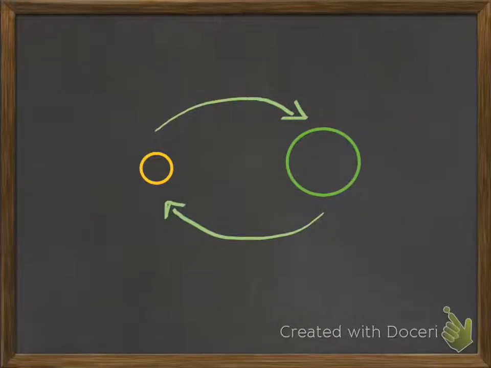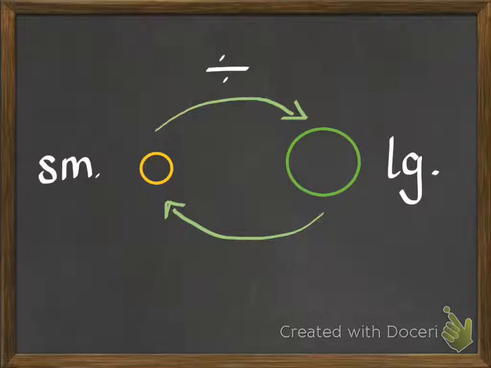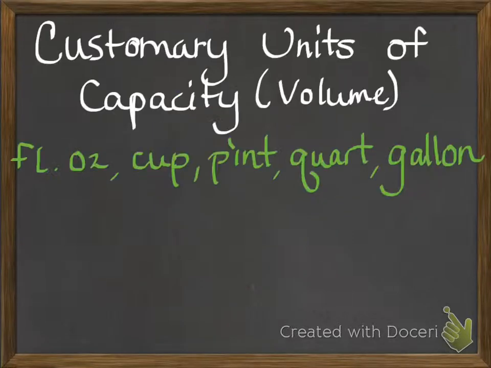So I just wanted to remind you that when we go from a smaller measurement to a larger measurement, we're going to divide our numbers. When we go from a larger unit to a smaller unit, we're going to be multiplying. Okay, so keep that in mind from the lesson before.